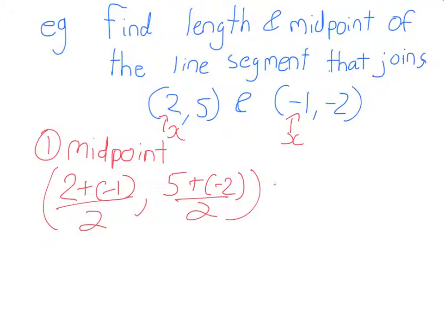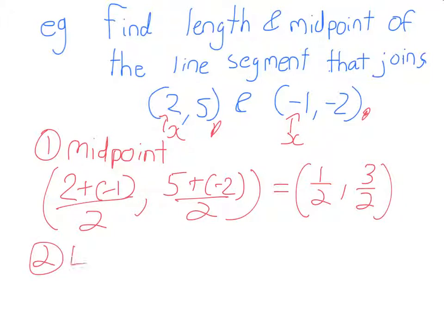So 2 plus -1 is just 1, so the x coordinate is a half. Okay? 5 plus -2 is 3, and if you divide by 2, you can just leave it as 3 over 2, or 1.5. Okay? So the midpoint of the line segment joining this point and this point is (1/2, 3/2). Okay? So I didn't even need to draw it. I'm done. So secondly, I'll find the length.